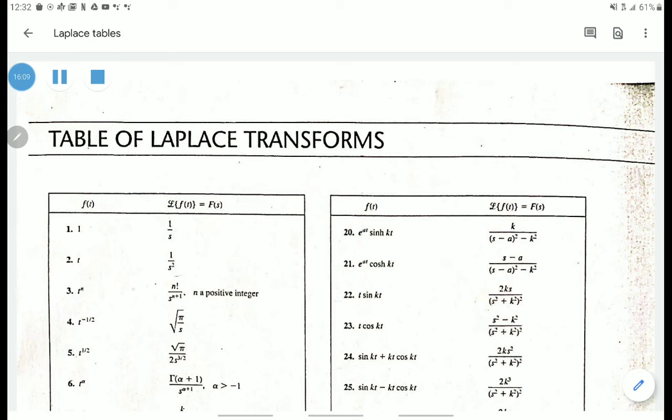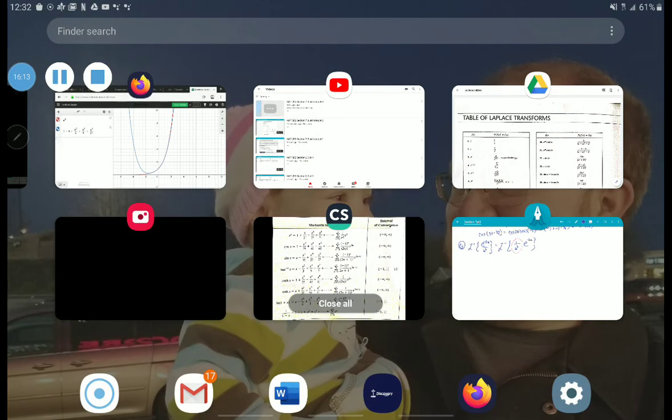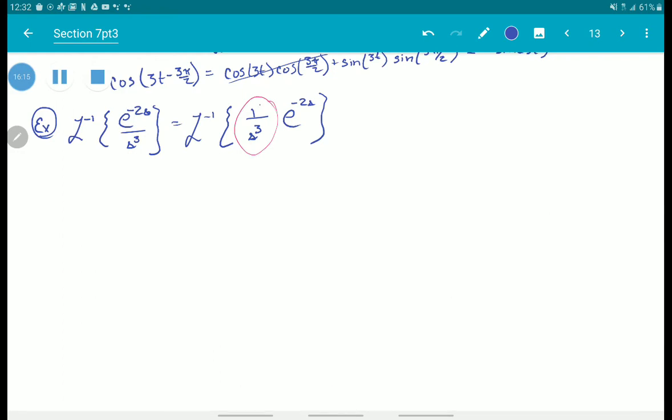If we had a 2 for that exponent, we would have 2 factorial over s cubed. But we're missing that 2 factorial. So we can multiply it in as long as we compensate outside the problem. Now, 2 factorial is just a 2, so this is really just a 1 over 2 there. And then when we take the inverse Laplace of this, we're going to get t squared.